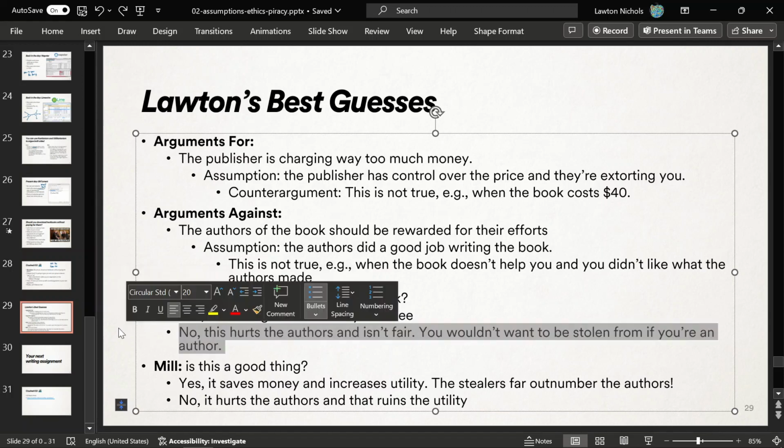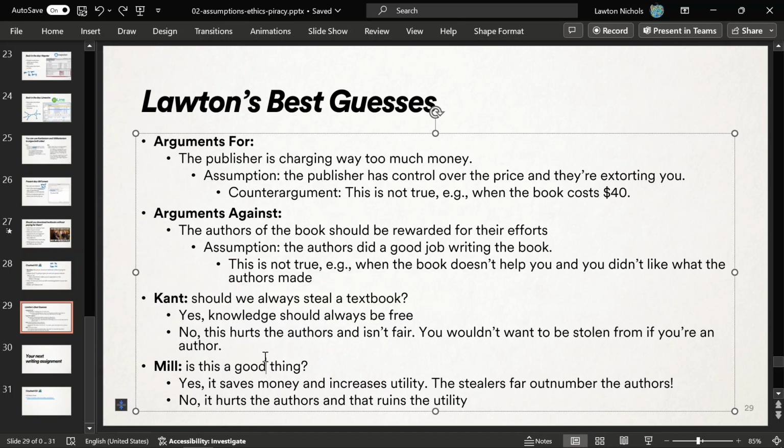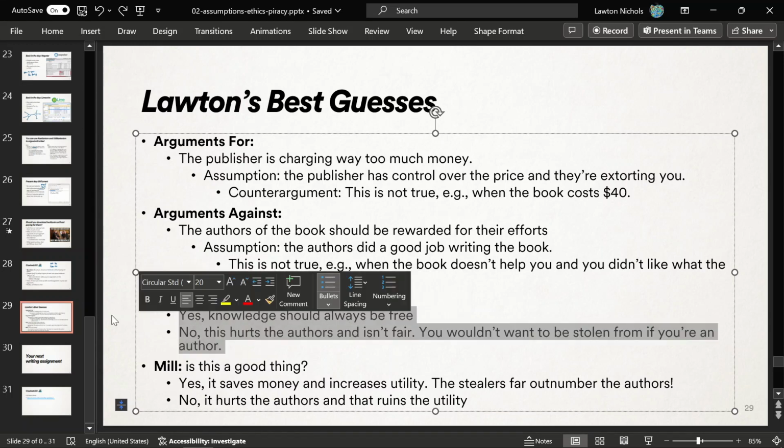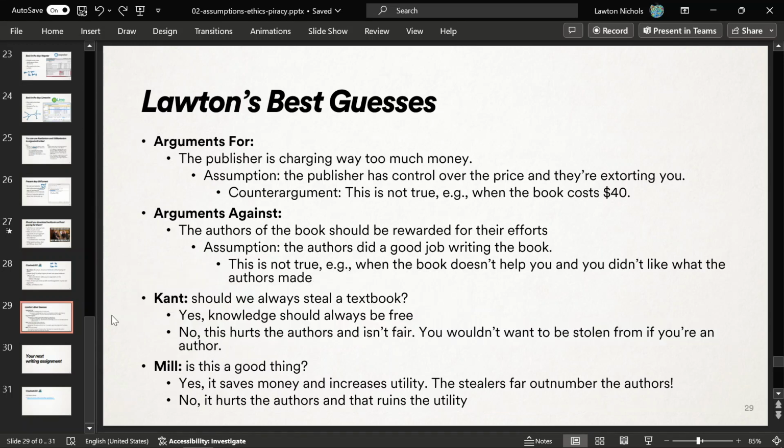You could also say no. If I wrote a book, Kant would be like, maybe I kind of want money for that. I spent a lot of time on that, so that hurts the author. That would hurt me. It's not fair, so I should never steal. Okay, I wouldn't want it stolen from me. So again, you could use both. You could argue both sides, usually, with the same ethical theory. And so that's why there is no right answer. You just gotta argue your point well, bash down the other side in your essays.